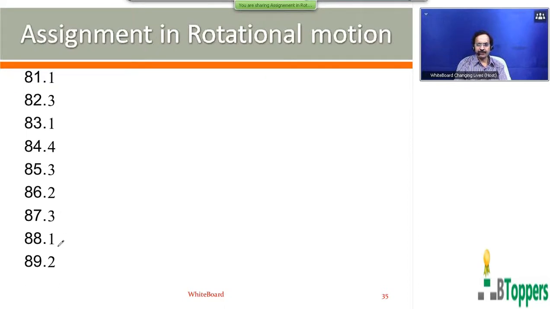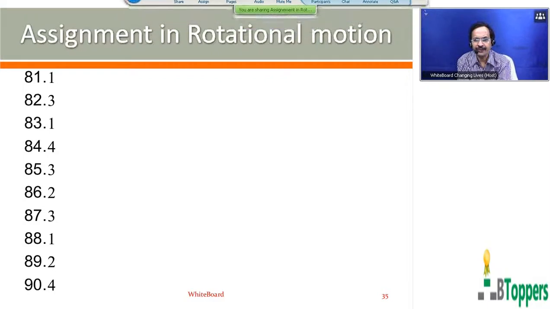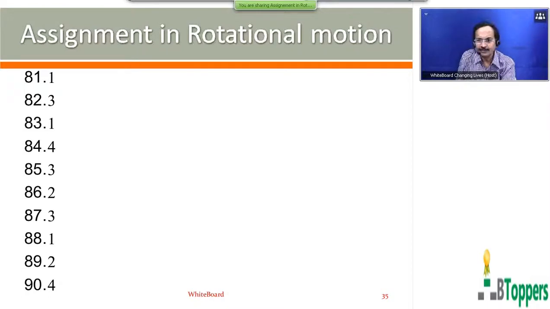For 88, first option is answer. For 89, second option is answer. For question number 90, fourth option is answer. Come on, all of you, please finish marking these answers. In case you need more time to copy the answers, you can take a pause and try to mark or copy these answers.